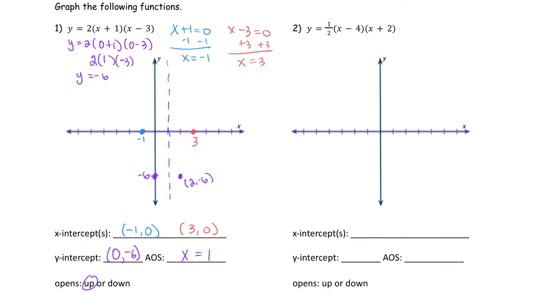And so we can imagine that our vertex would be somewhere right around here. To find our vertex, because we know our vertex is somewhere along our axis of symmetry, we can plug in that x value from our axis of symmetry.